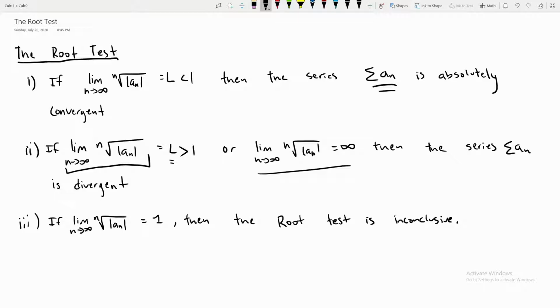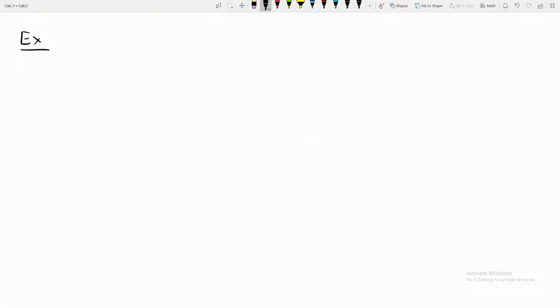And like we said in the ratio test, if that L value is equal to 1, then the root test is going to be inconclusive. So that's all there is to this test. It's basically these three conditions, and they're very similar to the ratio test, so you shouldn't really have a problem memorizing them. For the example, I'm going to show you an example series, and basically these are the types of series that we want to apply the root test to.